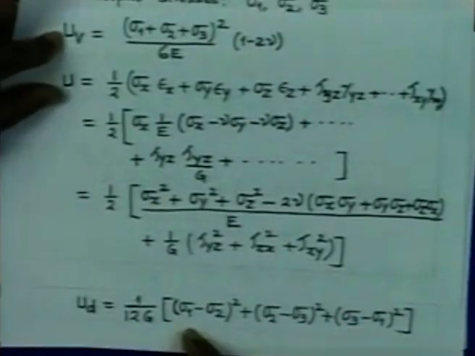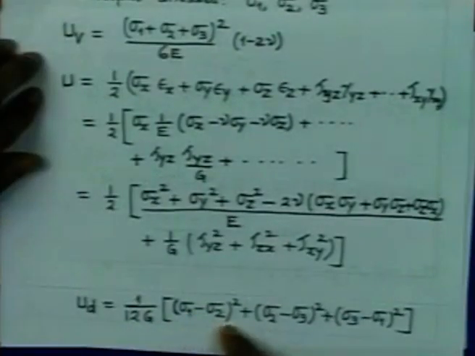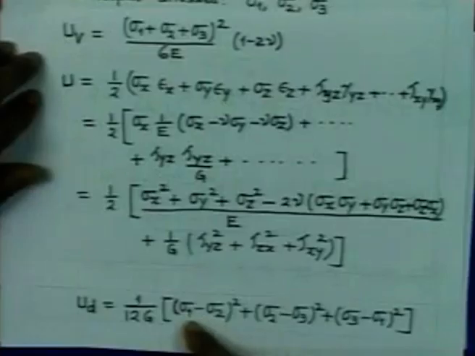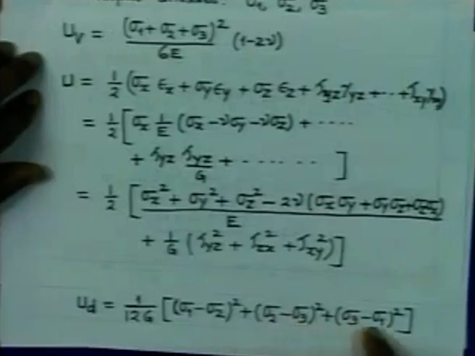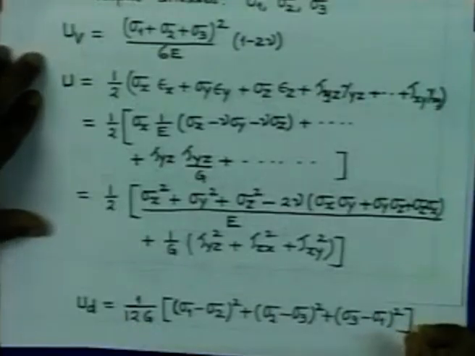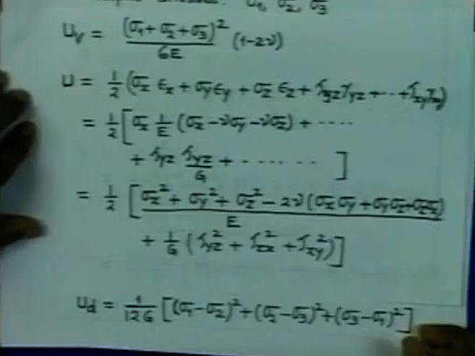You can also see that sigma 1 minus sigma 2 is nothing but related to maximum shear stress. So, this is the maximum shear stress multiplied by 2 in the plane 1 and 2. Similarly, this is the maximum shear stress in the plane 2 3 multiplied by 2. This is the maximum shear stress in the plane 3 1 multiplied by 2, and therefore, this distortion energy density is really due to the shear deformation.